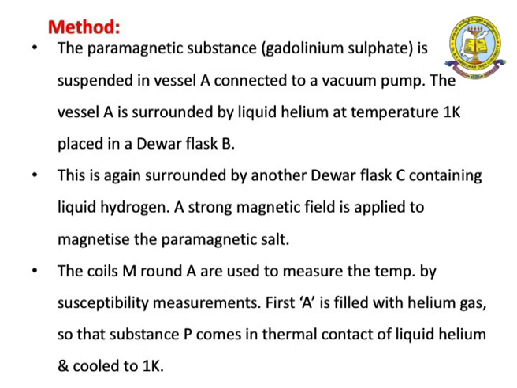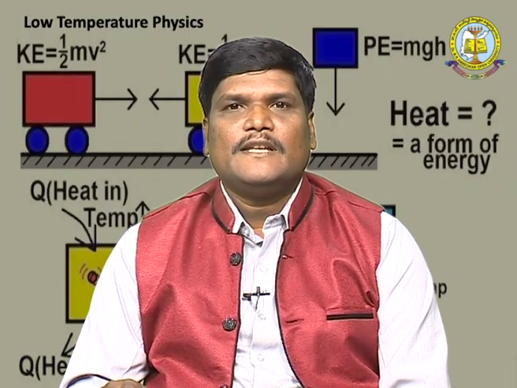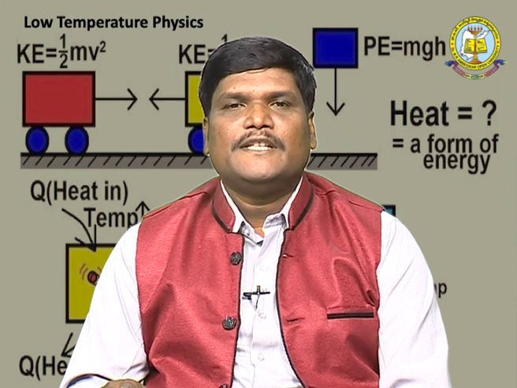The coil capital M, around capital A, is used to measure the temperature by which method? Susceptibility measurements. First of all, capital A is filled with helium gas, so that the substance gadolinium sulfate, capital P, becomes in thermal contact with the liquid helium, so that it is cooled down to 1 Kelvin. Thermal contact means heat exchange takes place.